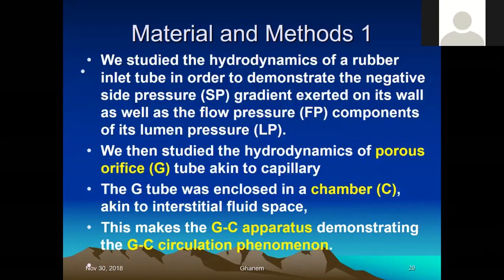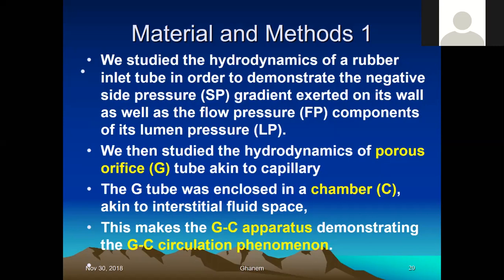We studied the hydrodynamics of the rubber inlet tube in order to demonstrate the negative side pressure gradient exerted in the wall, as well as the flow pressure component of its lumen pressure. Within the study, we examined the hydrodynamics of a porous orifice tube, which we called the G tube, akin to the capillary. The G tube was enclosed in a chamber C, akin to the interstitial fluid space. This makes the GC apparatus demonstrating the GC circulation phenomenon, as I shall show in a minute.